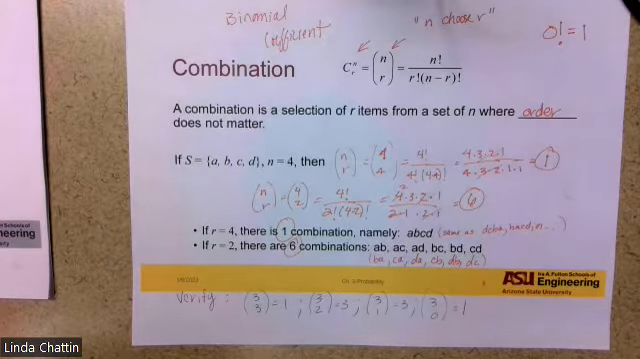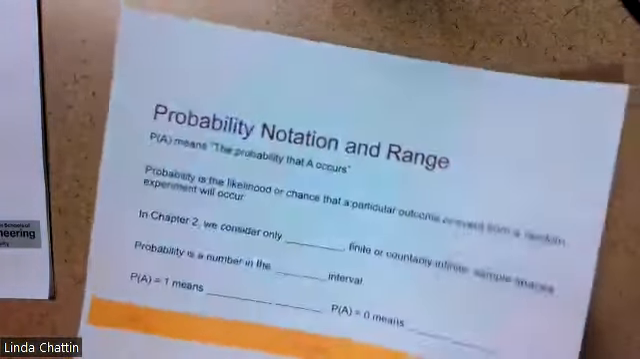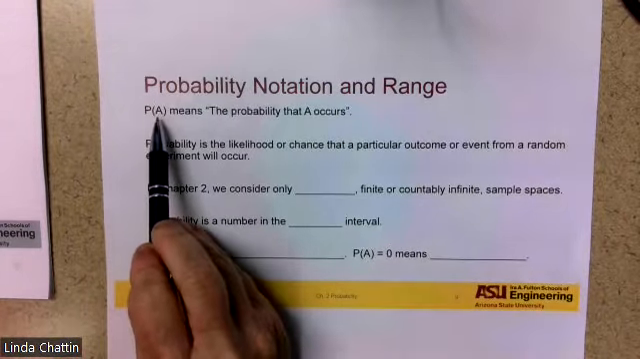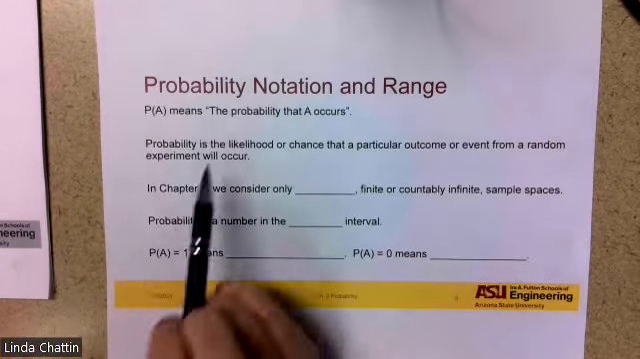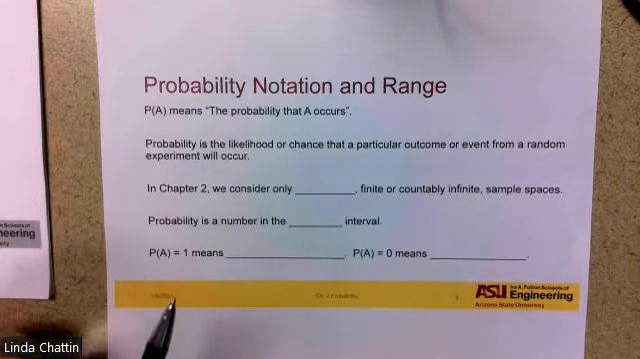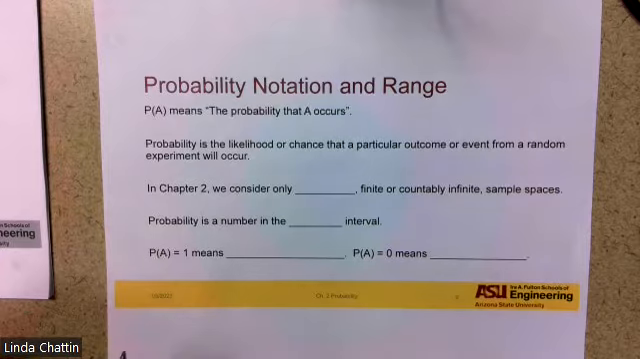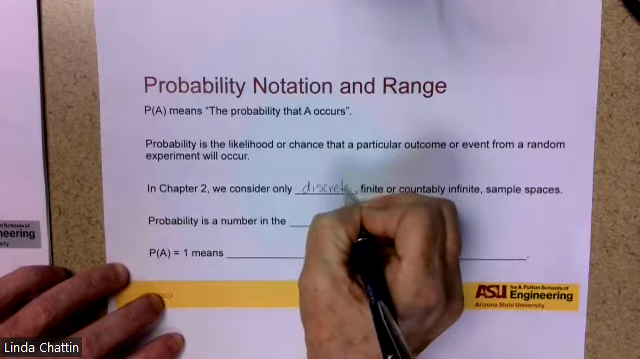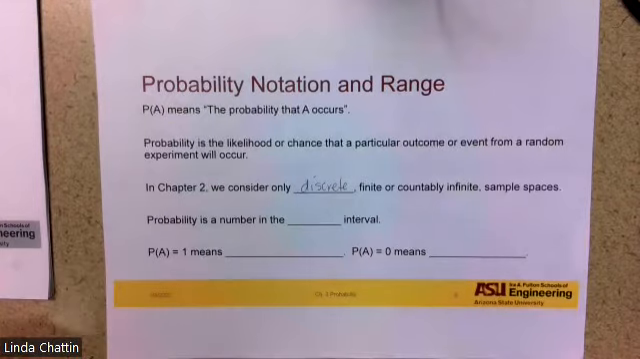Now, we're going to get into some notation for probability and for ranges of things. So whenever you see me write P and anything in the parentheses, read that in words as the probability that whatever is in parentheses occurs. So we know that the probability is the likelihood or chance something's going to happen. In chapter 2, which is where we are now, we are only going to consider discrete sample spaces, and that means discrete finite or countably infinite sample spaces, and we talked about that on a previous slide.